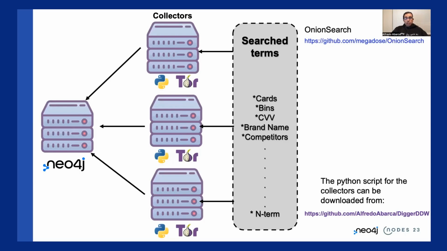The search terms in the case of financial sector is something regarding cards, BINs numbers, security numbers that is behind the card, the brand name or the bank name, if you want to see it that way, the competitors for that bank, and any other terms that is normally being used in the black market to refer to this kind of information that you will find. Some accounts, some card numbers, any other terms that are being used along this investigation, right? This is a very big overview of how I implement this infrastructure.